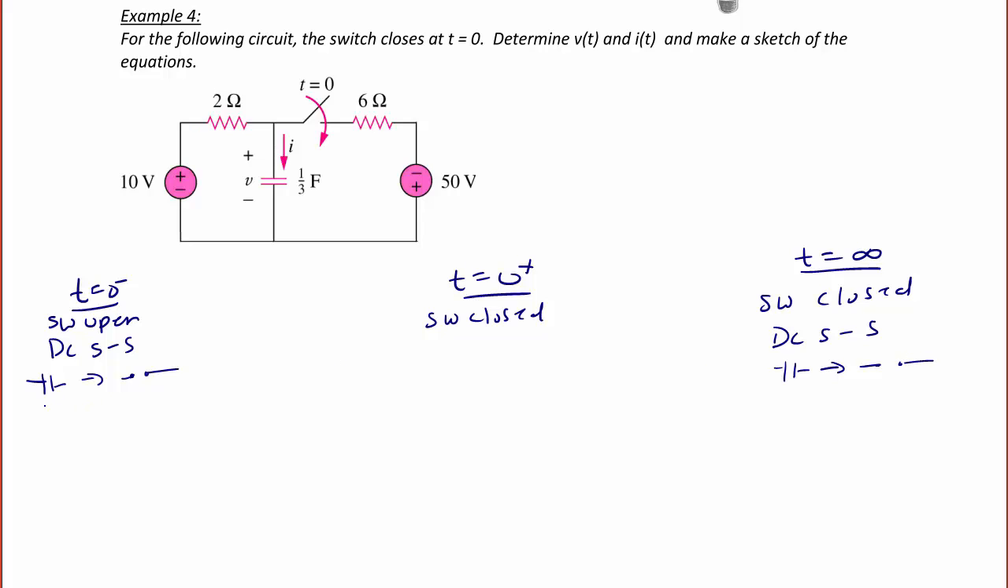We use this initial circuit to find I of 0 minus. We use t equals 0 plus to find tau equal to R Thevenin times C. And we use t equal infinity to find V of infinity. And actually, the first one should have been V of 0 minus because this is a capacitor, not an inductor.